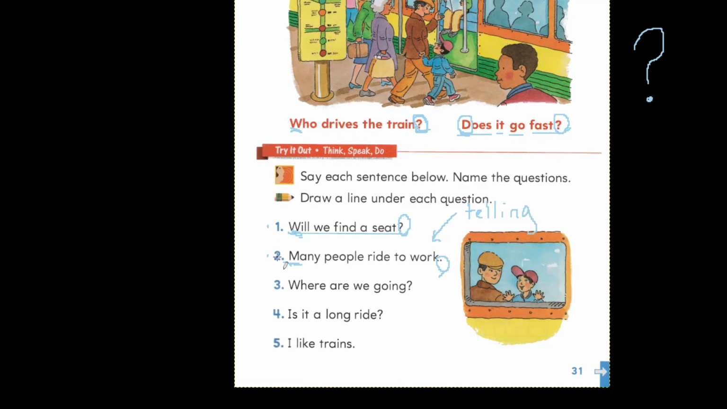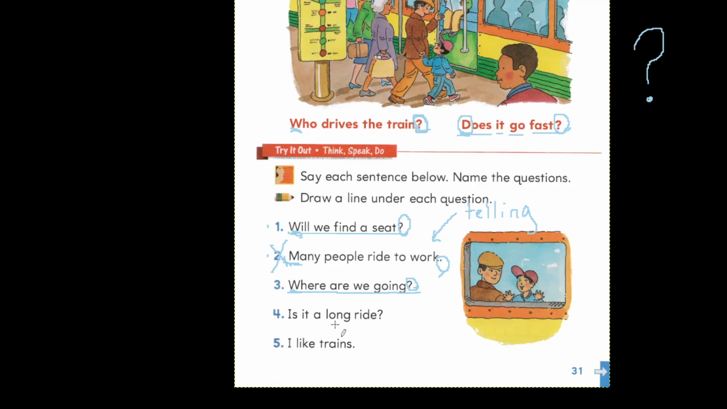So that's a no. Let's see, number three. Where are we going? Well, look, there's our uppercase W, and at the end, there's our question mark. So this is a question sentence. So we underline it.